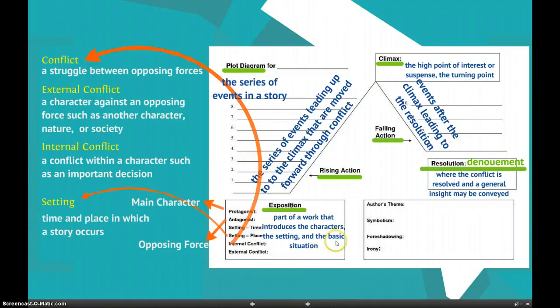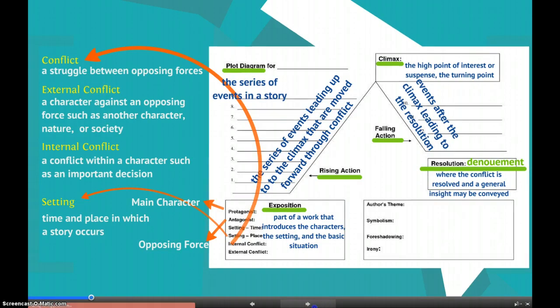So the conflict that has been introduced in your exposition builds through your rising action, comes to a head in your climax, is going to finally be resolved in your resolution. And also this general insight may be conveyed. That just means that maybe a lesson of the story can be told. That can be directly told, or may just be an implied lesson that we can learn from the events that took place in the plot.